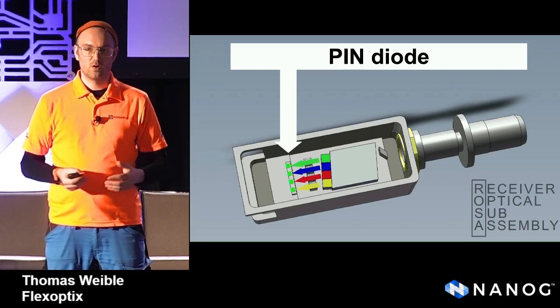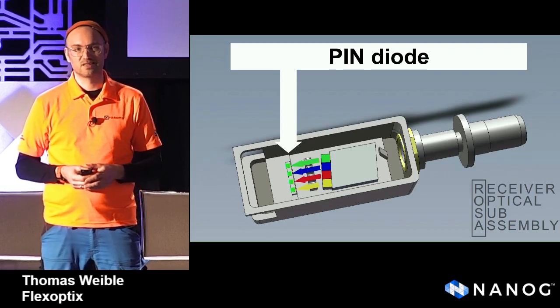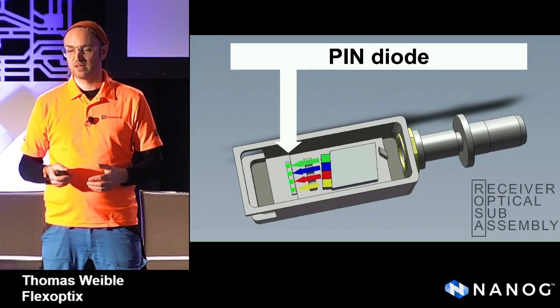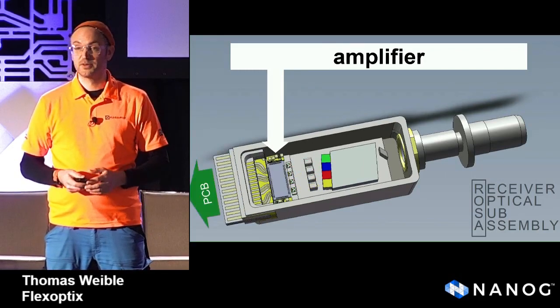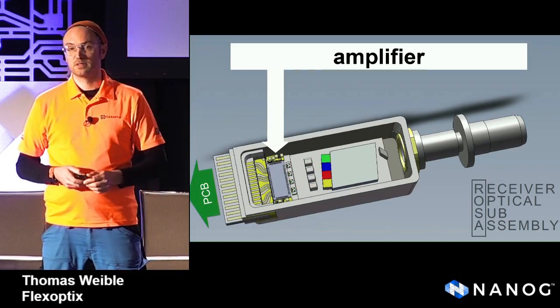So, like you do at home when you listen to music and it's too quiet, or the music isn't loud enough, you boost up the amplifier and it's louder. The same is done in a receiver in the ROSA. We place there an amplifier which boosts up the amplitude coming out of the pin diode.